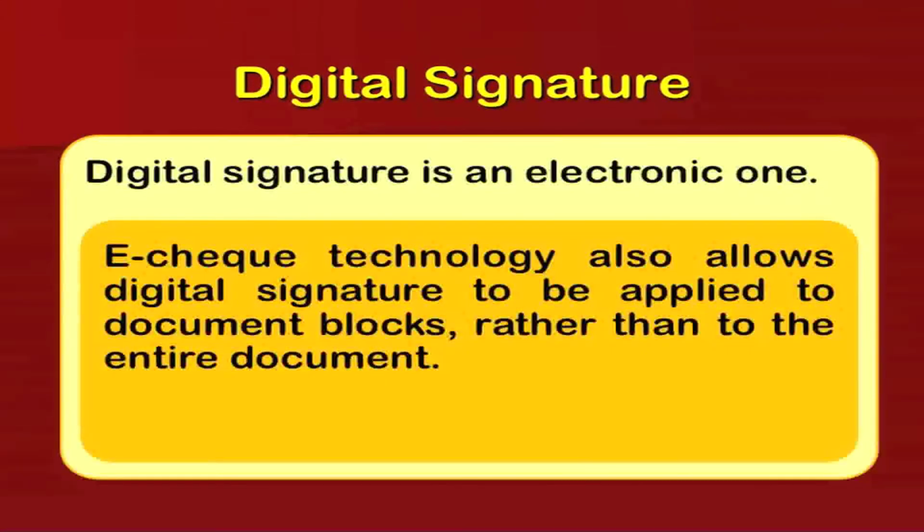Then we have digital signatures. Digital signature is an electronic signature. In e-check technology, we allow the digital signature to be applied to a document block rather than to the entire document. Digital signatures are the electronic signatures which we generally try to do now on the e-checks, that is, a particular segment of the document is selected, and when we have this kind of a signature on the electronic document, then this document is accepted by the other authority.